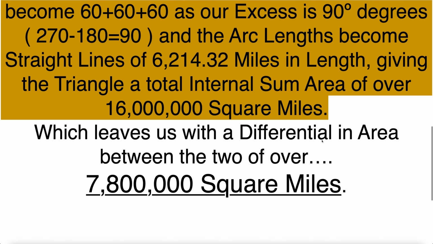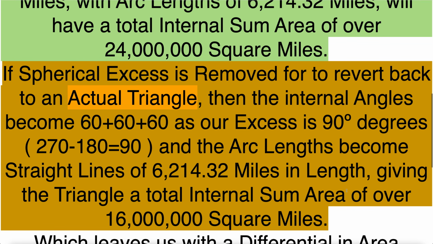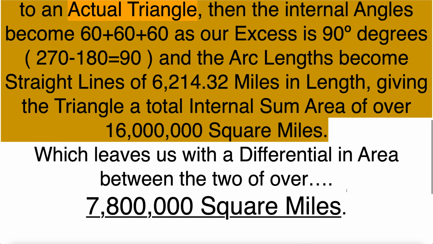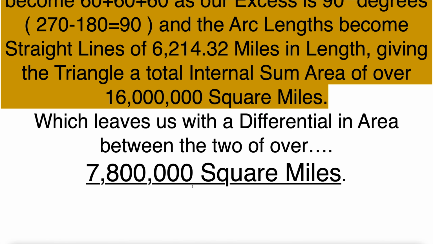Which leaves us with a differential in area between the two of over 7,800,000 square miles. What this means is, sorry, if you can hear from my voice, I'm trying to get over a chest infection. What this means, to bring it back to reality, is you've got to remove the spherical excess, right? And that means within this example, you're mathematically removing, not in the real world, but mathematically, almost 8 million square miles, right?